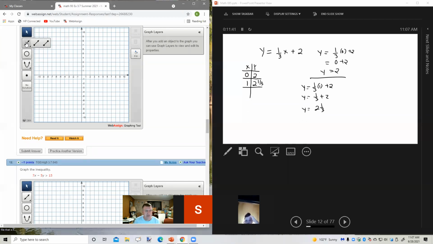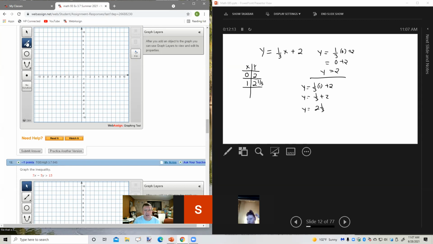Now, when I click on this, there are three options. This first one is a line. Notice it has arrows on both ends. This second option is what's called a ray. It has a point at one end and an arrow at another end. And the third option is called a line segment. It has given endpoints. We are trying to graph a line. So if you choose either of these other two, it's not going to be correct. All right, so I'm going to click on the solid line until it turns blue.